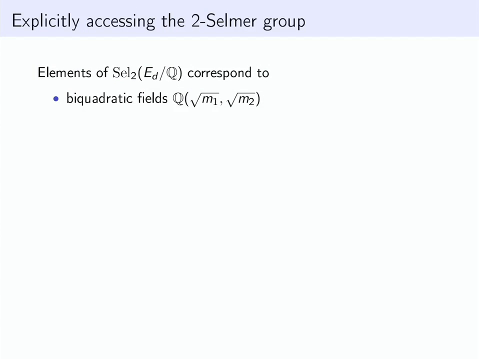Well, it's not all biquadratic fields we need to be looking at. The elements of this two-Selmer group correspond to biquadratic fields that are unramified away from 2D, meaning that the primes that show up in m1 and m2 are very limited. They have to divide 2D, and maybe you can throw in a -1 as well. So that already says that this two-Selmer group is going to be finite. It gives you a very explicit upper bound on this thing. And in fact, the two-Selmer group is not all of those things.